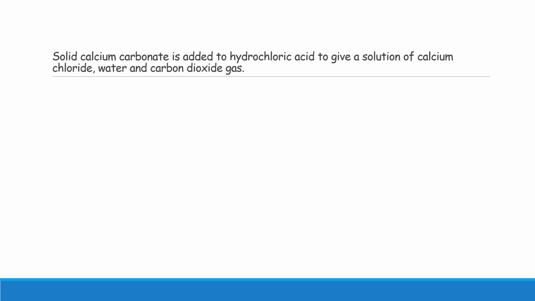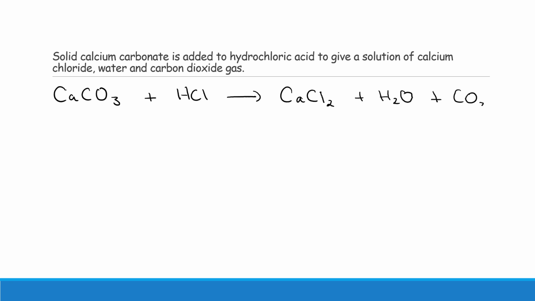Calcium carbonate is added to hydrochloric acid to give a solution of calcium chloride, water, and carbon dioxide. Step number 1, write correct formula. So calcium carbonate plus hydrochloric acid gives calcium chloride plus water plus carbon dioxide. Step number 2, I have to put in correct state symbols.